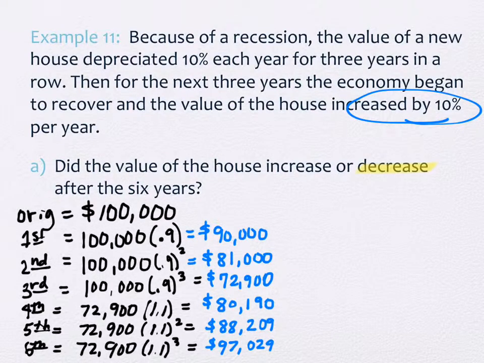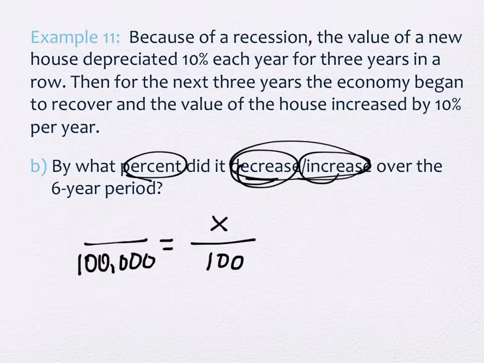It started at 100,000 and it ended at 97,029. So how much did the actual value change? 2,970. Does that look okay, guys? 71. Oh, you're right, yeah. 71. So that's the change in value. That's what I'm going to put on the top over here.